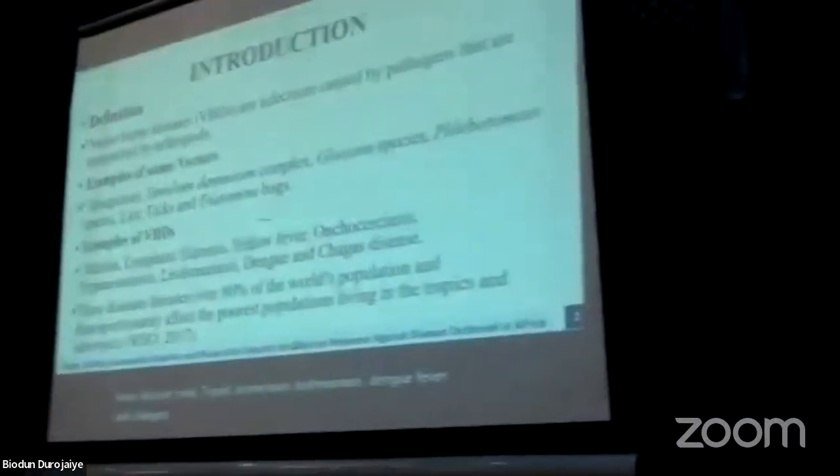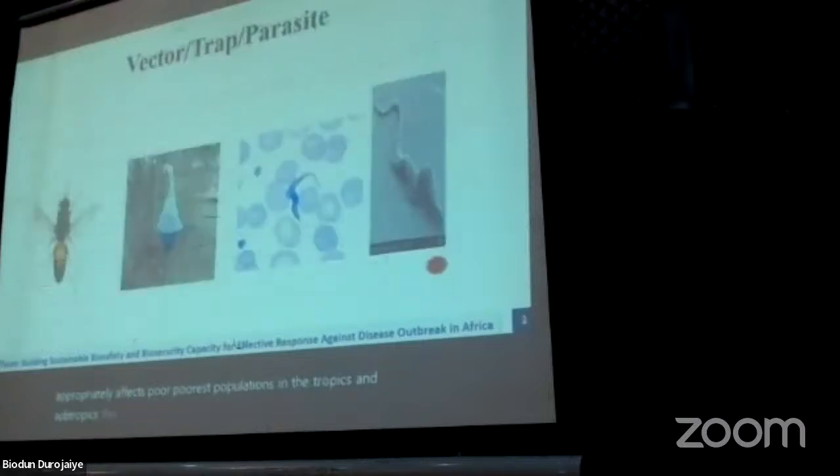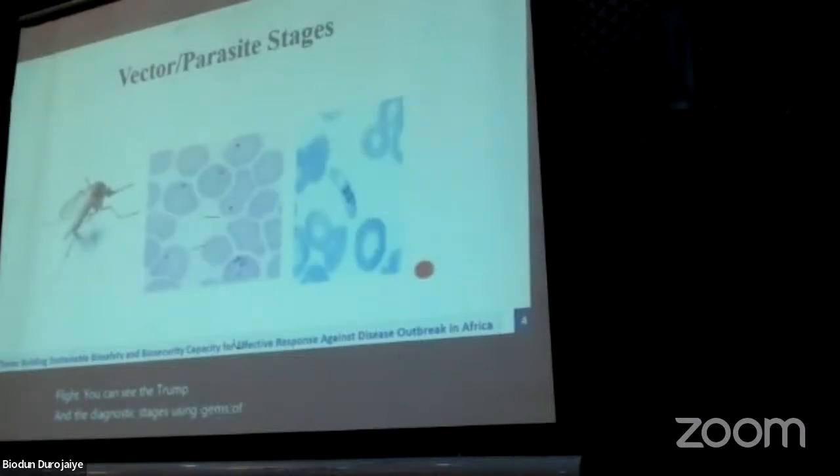These diseases threaten over 80% of the world's population, and disproportionately affect poor populations in the tropics and subtropics. This report is from WHO in 2017. Now, I try to project what a vector is. The typical one here is the Glossina, also called tsetse fly. You can see the trap and then the diagnostic stages. The second vector here is the common mosquito, Anopheles.